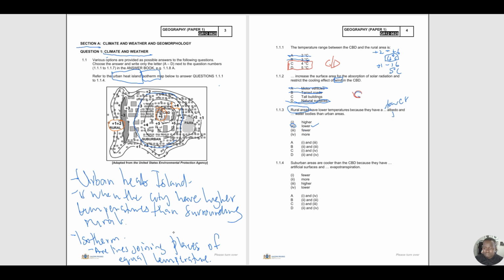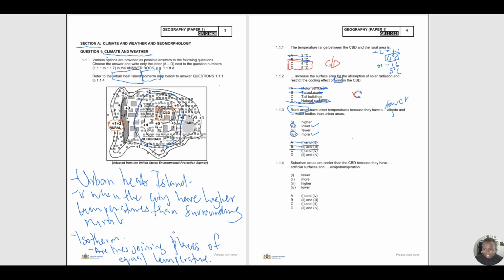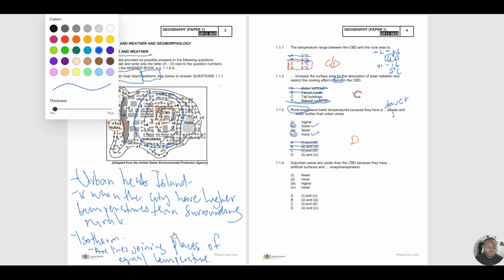and then we go to water bodies, then urban areas. Then the answer here will be more. We have more water bodies in rural areas, so we choose more. We can't say fewer water bodies in rural areas, so we have to check the 2 Roman and 4 Roman. So the answer here is D. So this is wrong, this is wrong, this is wrong. So our answer is gonna be D. Okay, then let's do the next one.